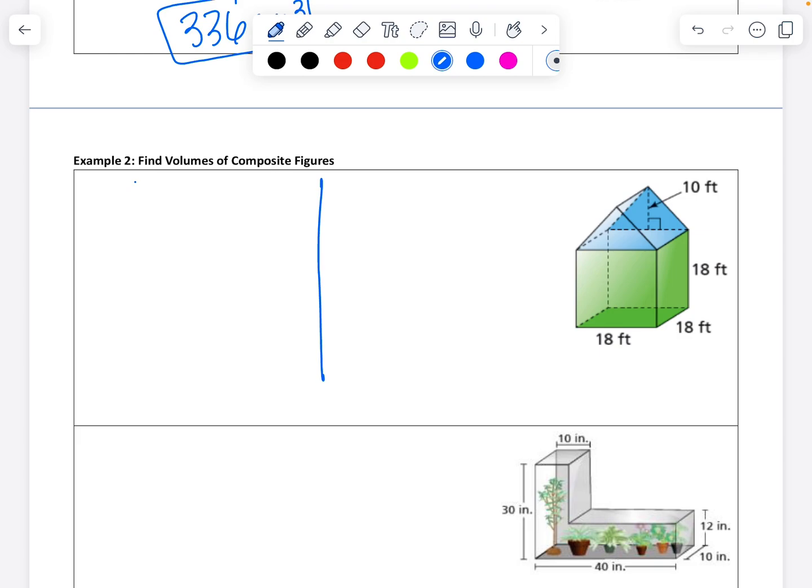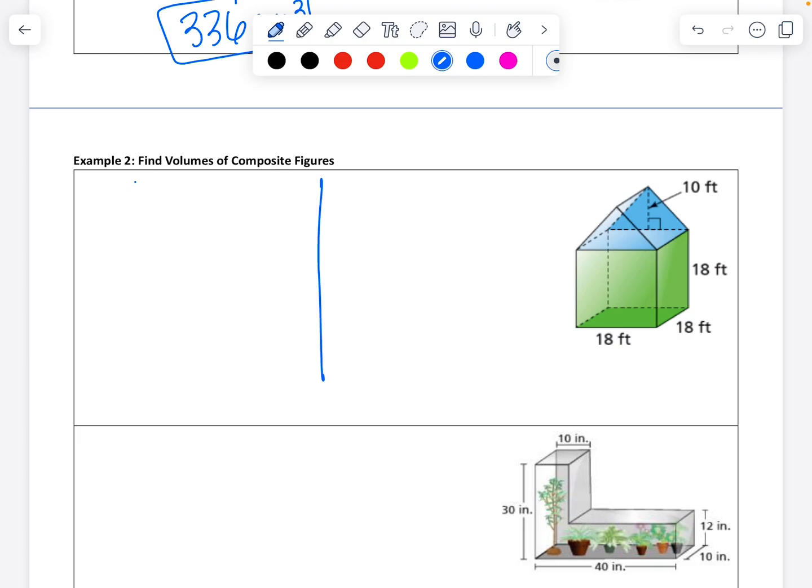So then for your triangular prism, I need to find the area of the triangle first. Okay. So it's still going to be V equals capital B times H. Remember, I got to find the area of the base first, and that's going to be base times height divided by 2. So my base of my triangle, I got to figure out what this is. Because I know my height of the triangle is 10, but my base, hopefully you notice that it's a cube, so that line should be 18.